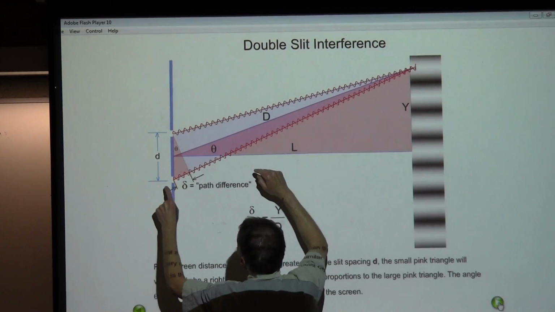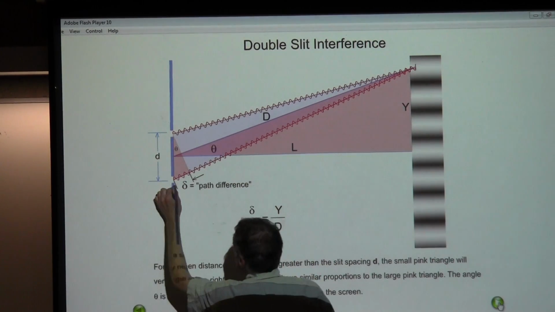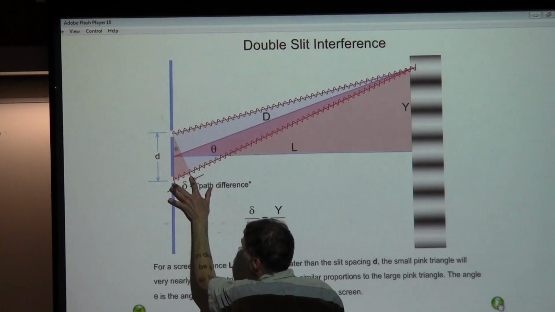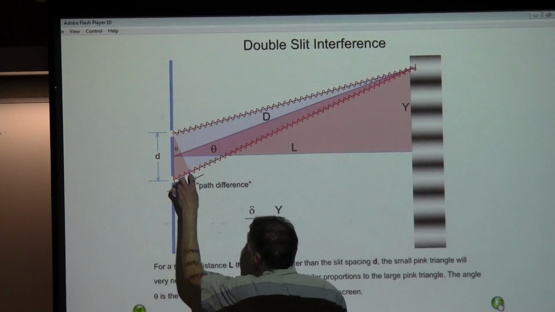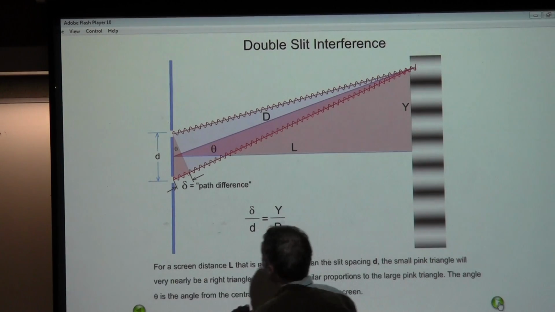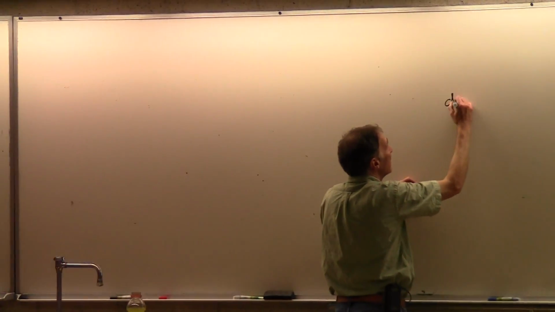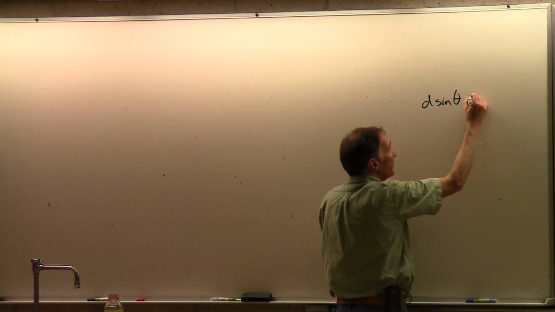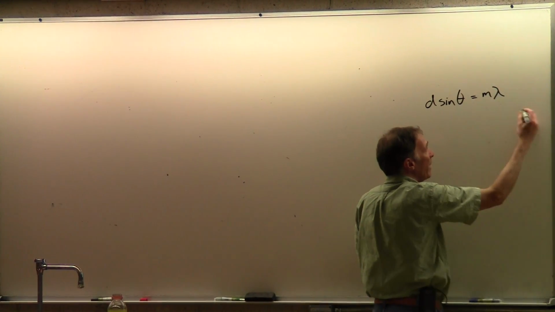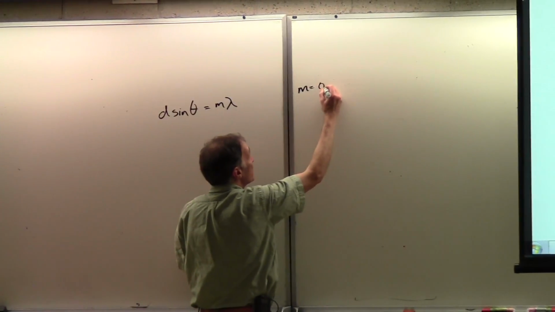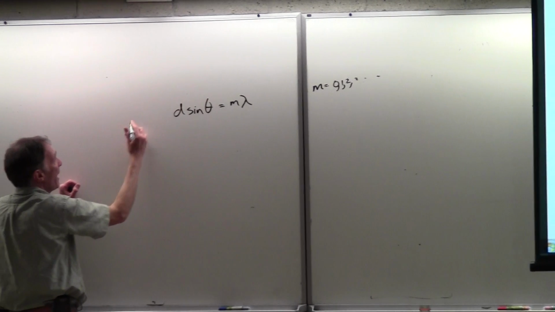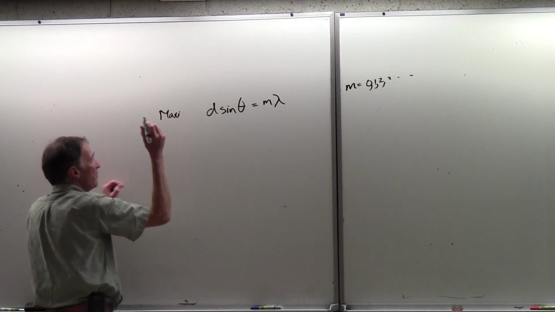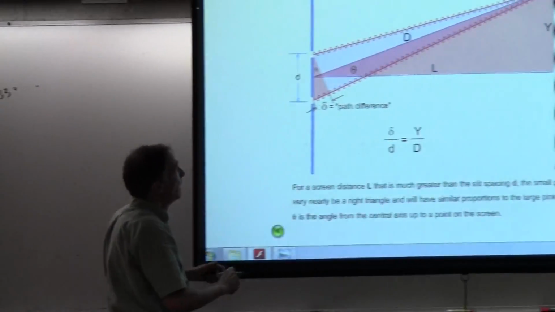The idea is that there should be similar triangles here, and this path difference is what's going to be key, where we're going to fit in extra waves. This path difference should be equal to some whole number of waves when we get out to the screen. So we'd say d sine theta, that path difference, equals m lambda, a whole number of waves, where m can take on the value of 0, 1, 2, 3, and so on. This would give us what we call our maxima, our bright fringes.